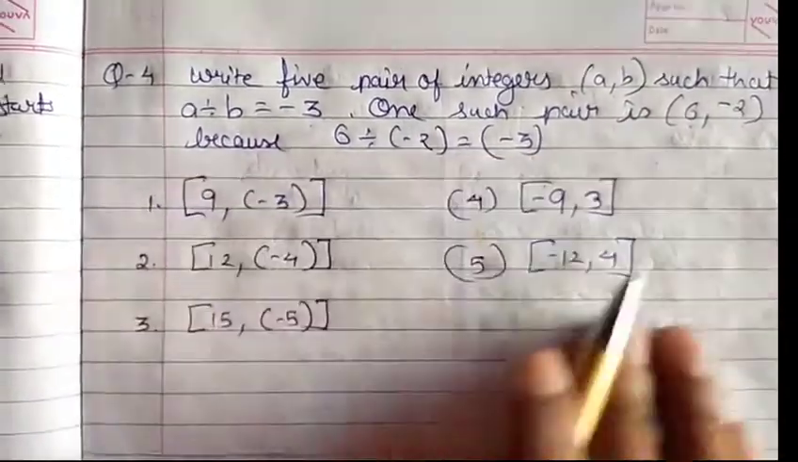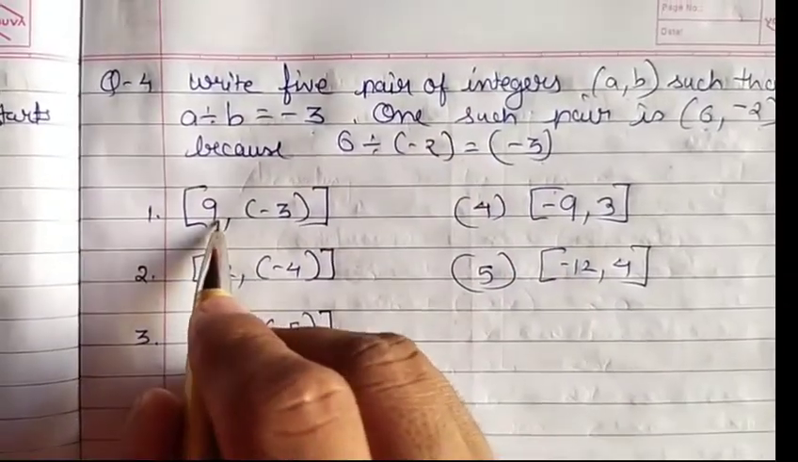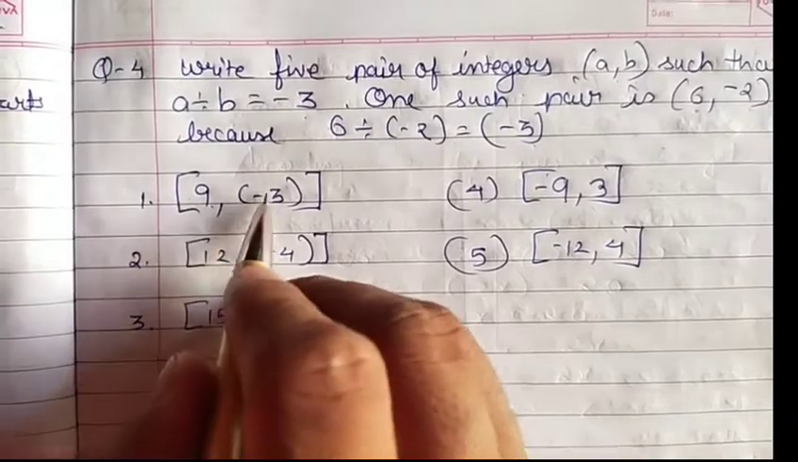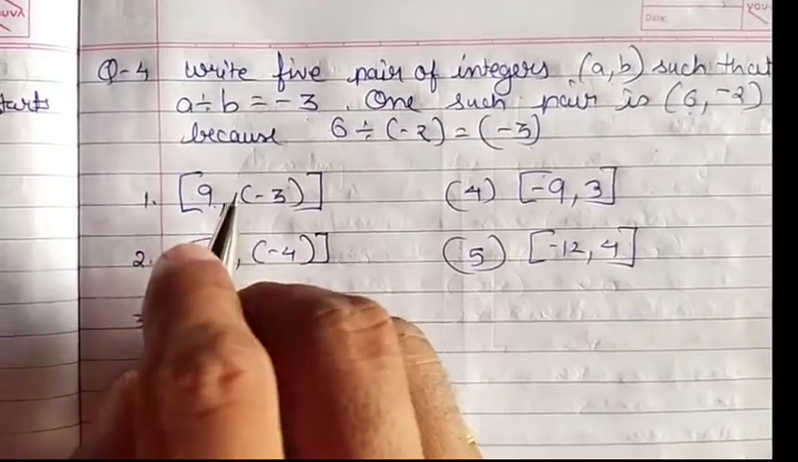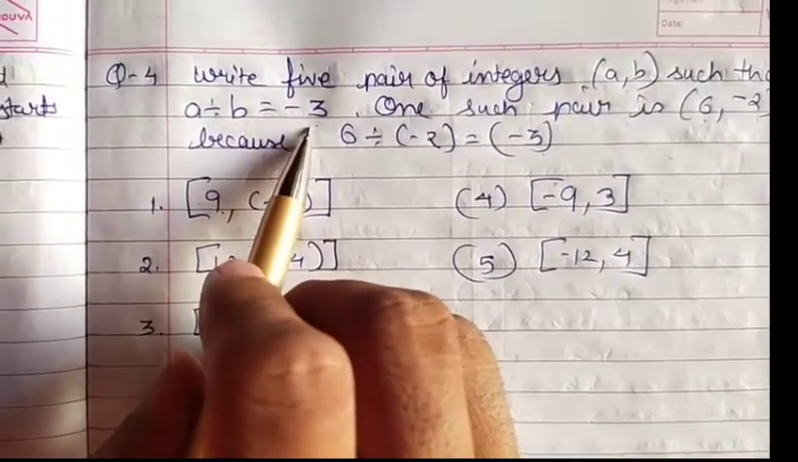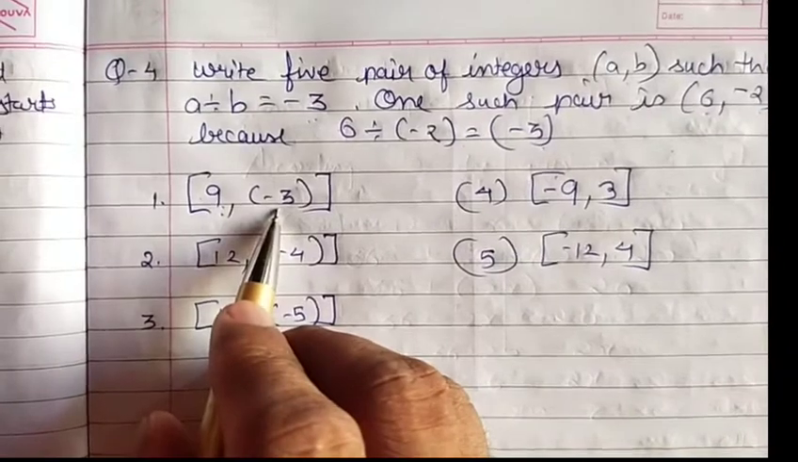For example, I have written here, they asked for 5 such pairs. I took the value of a as 9. Dear student, you can take negative 9 and positive 3 also, because one value out of the pair should be negative. Then only you will get your value as negative. I have taken positive 9 and negative 3.